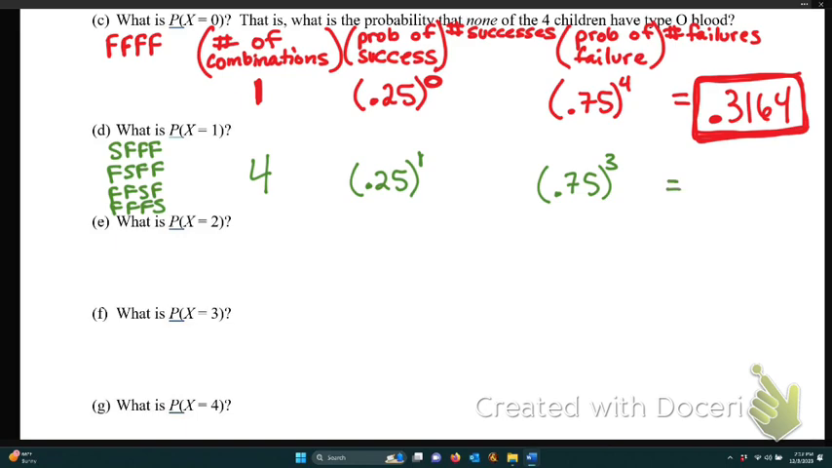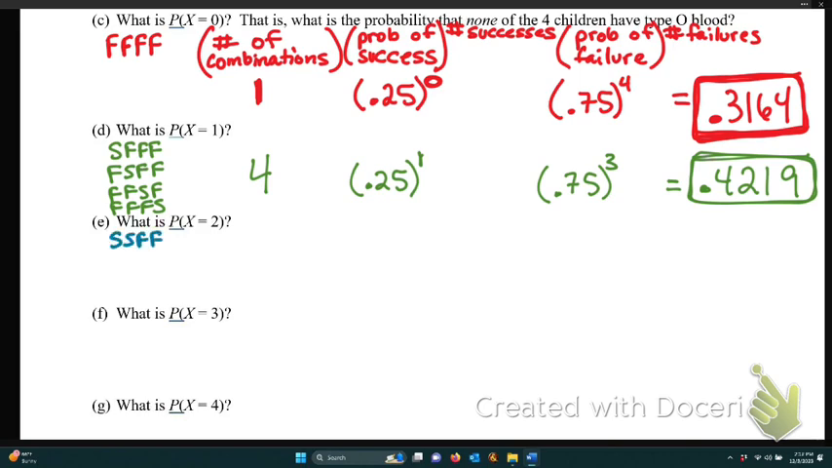And what's that probability? Perfect. Very good. Awesome. Next. What is this question asking? I get 2 successes. Which 2 are the successes? Doesn't matter. So how many different combinations are there that I get 2 of the 4 that are successful?